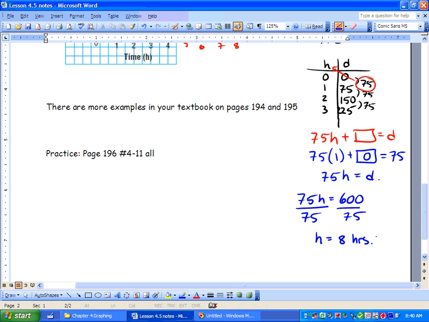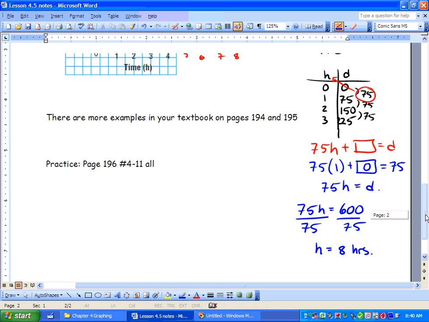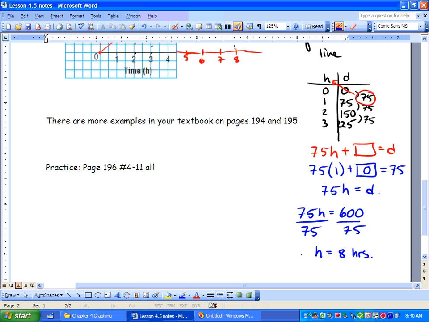Now that's an estimation. It's actually just a little bit less according to our graph. There are a few more examples in your textbook on pages 194 and 195. You can check those out. And also, on page 196, do questions 4 to 11, all of them. We have to do all of them because the questions all relate to each other.